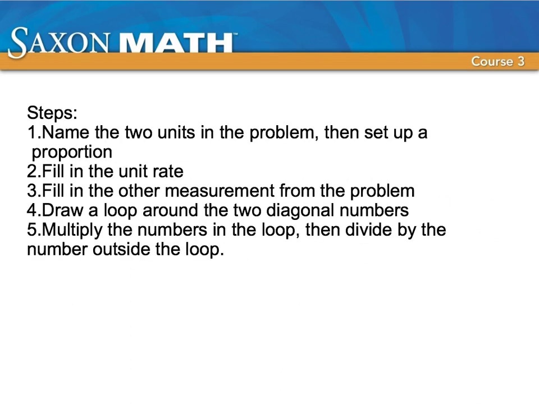Now when we solve rate problems and unit rate problems, here's your steps. Make sure you get these written down, and if you need to pause the video and then listen, do that. Step 1 is to name the two units in the problem, then set up a proportion. There's going to be two units, maybe like miles and hours, or feet and yards. Step 2, fill in the unit rate. We'll talk about what that means. Step 3 is to fill in the other measurement from the problem. Step 4, draw the loop around the two diagonal numbers. Step 5, multiply the numbers in the loop, then divide by the number outside the loop. Okay, I'm moving on with the video. Again, if you need to pause and get those written down, do that and then catch up to me.